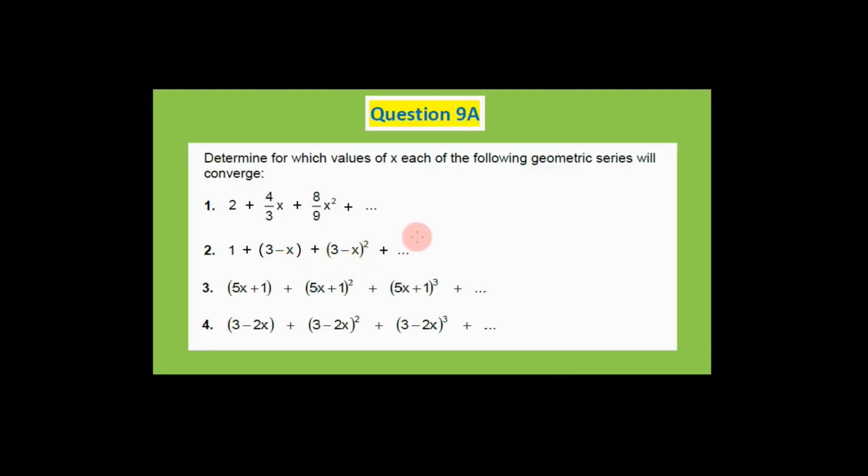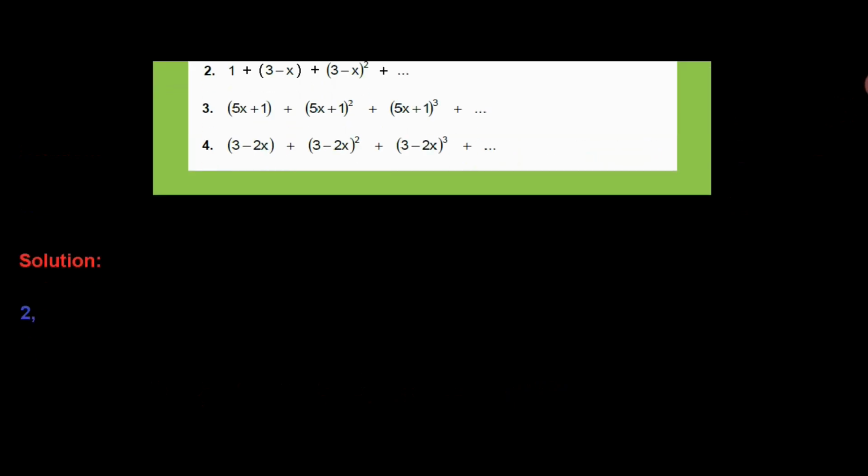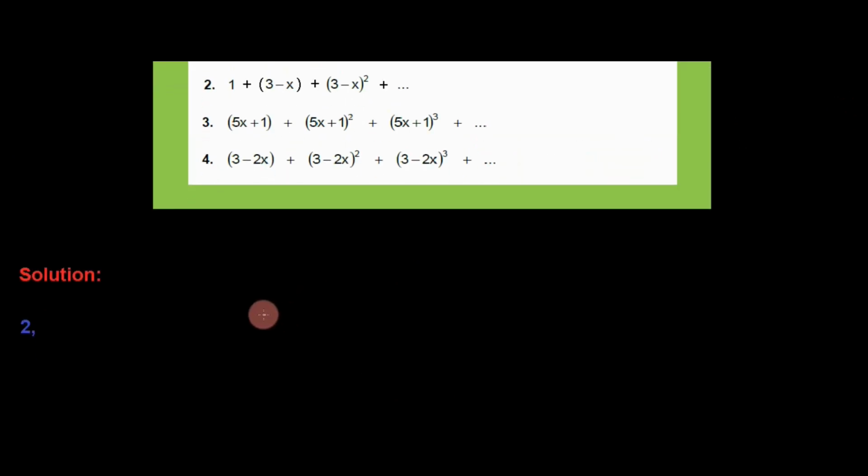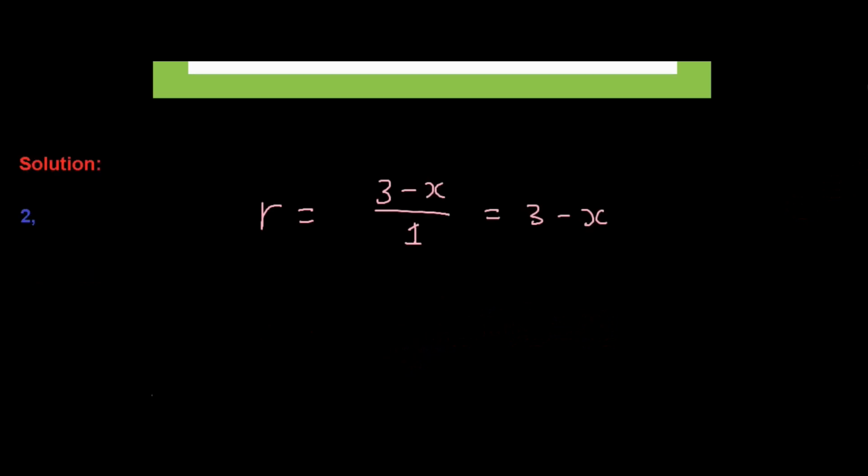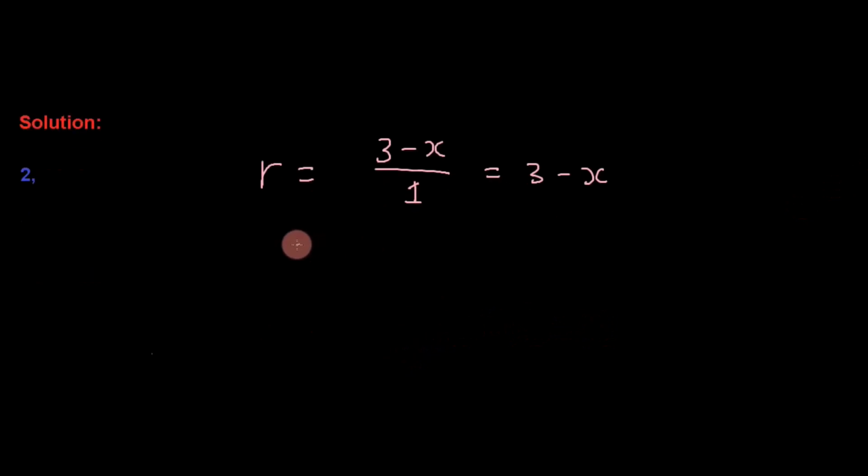Let's look at the second series. Once again, we can find r by taking term 2 divided by term 1. And this, of course, is 3 minus x. So 3 minus x must be greater than negative 1, but less than 1. And we want to isolate x in the sandwiched inequality.